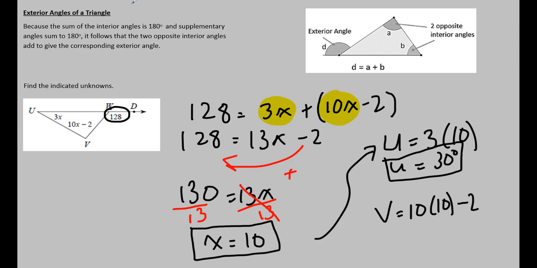Oops, sorry. I'll pick a different color, like a green. Like this 10 comes here, and this 10 comes here for the x, and then I just do the math. So 10 times 10 is 100 minus 2, so V is 98 degrees, not the band, just the degree value. And then I'm done. So that's exterior angles of a triangle.